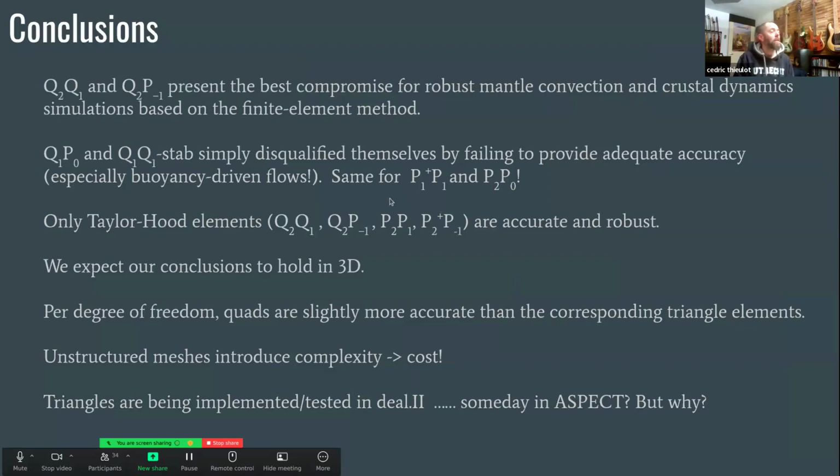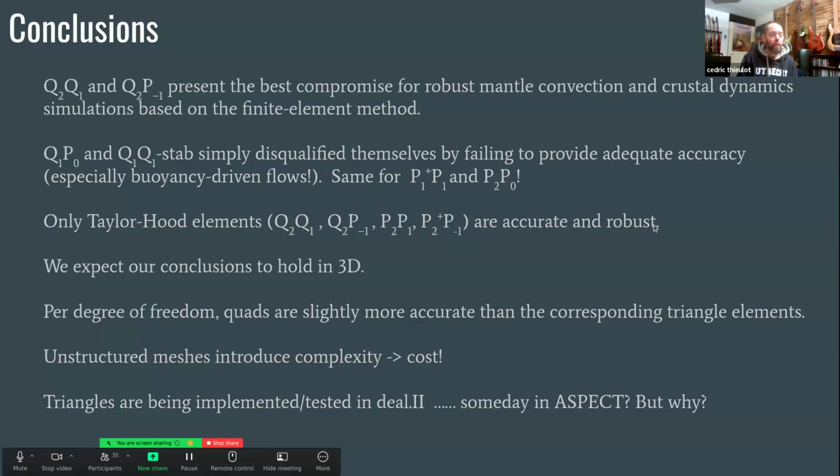But the conclusions are that, fortunately for ASPECT, but obviously not really big news, the Q2 Q1 and Q2 P minus 1 are the best compromise for robust mantle convection and crustal dynamics. Their cheaper counterparts, Q1 P0 and Q1 Q1 stab, actually disqualified themselves because they're just not accurate enough for buoyancy-driven flows. I've shown you that their triangular counterparts, so P1 plus P1 and P2 P0, also have the same problem. They're not accurate enough, especially in buoyancy-driven flow. That leaves us with this family, which some people call the Taylor-Hood family.